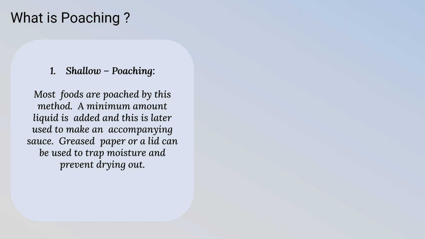Greased paper or a lid can be used to trap moisture and prevent drying out. In case of shallow poaching, we can cover it up with a greased paper or some lid on top to prevent the product from drying out due to the loss of moisture.